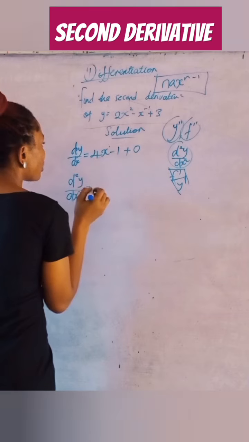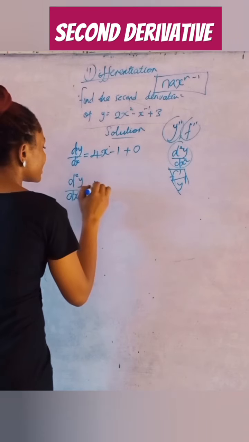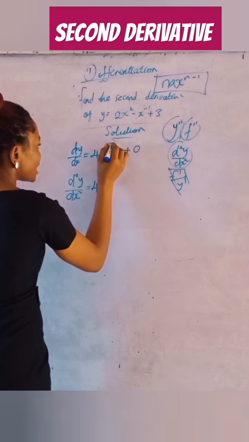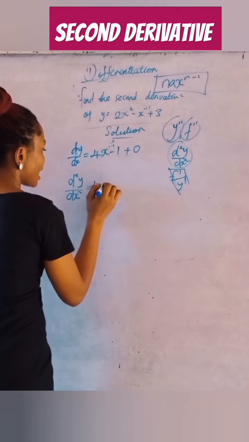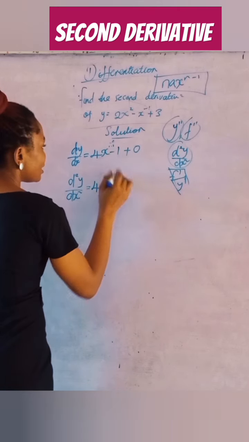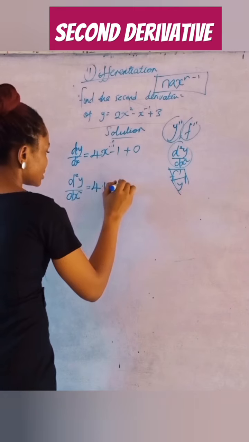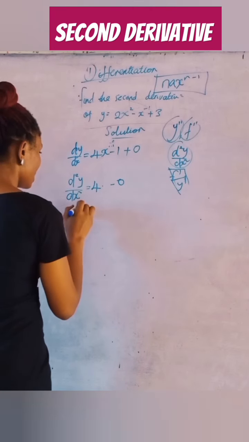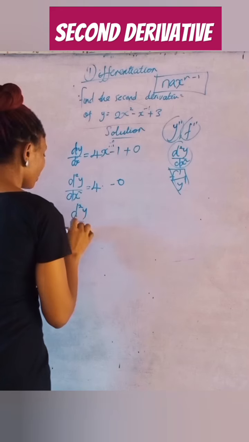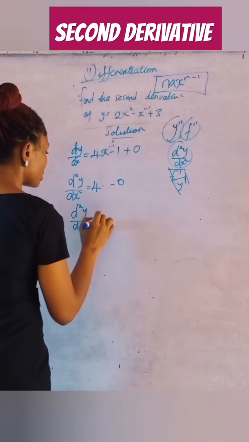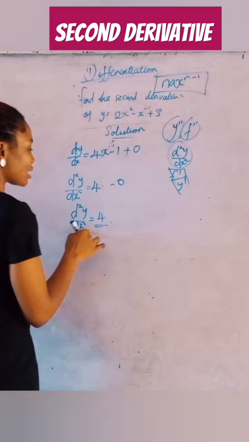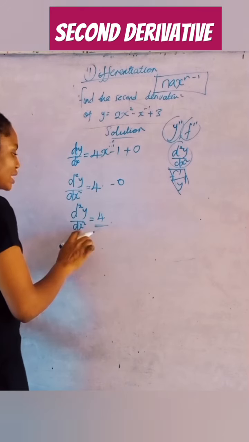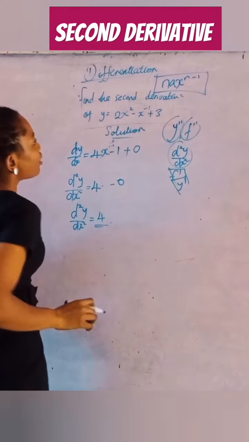Now, the power here is 1, times the power and the coefficient, we see 4. Reduce it by 1, that is 1 minus 1. Gives us 0, and any number to the power of 0 is 1, so we're having times 1 here. Then differentiating a constant is what? 0. So the final conclusion for this is that d²y over dx squared is equal to 4. Now this is the second derivative, also known as d²y over dx squared of this function.